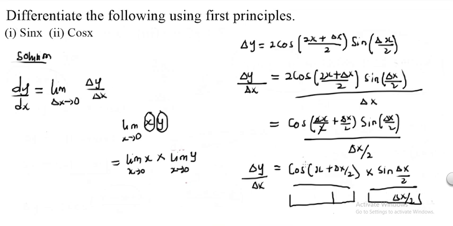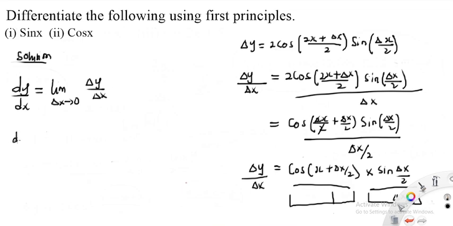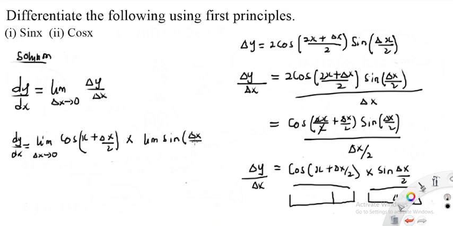Let me clean up space. So now that we know that, we can simply write dy/dx is equal to the limit as delta x approaches 0 of cos(x + delta x over 2), times, we take the limit of the second one, so the limit of sin(delta x over 2) divided by delta x over 2 as delta x approaches 0. So as delta x approaches 0 here, this becomes 0.